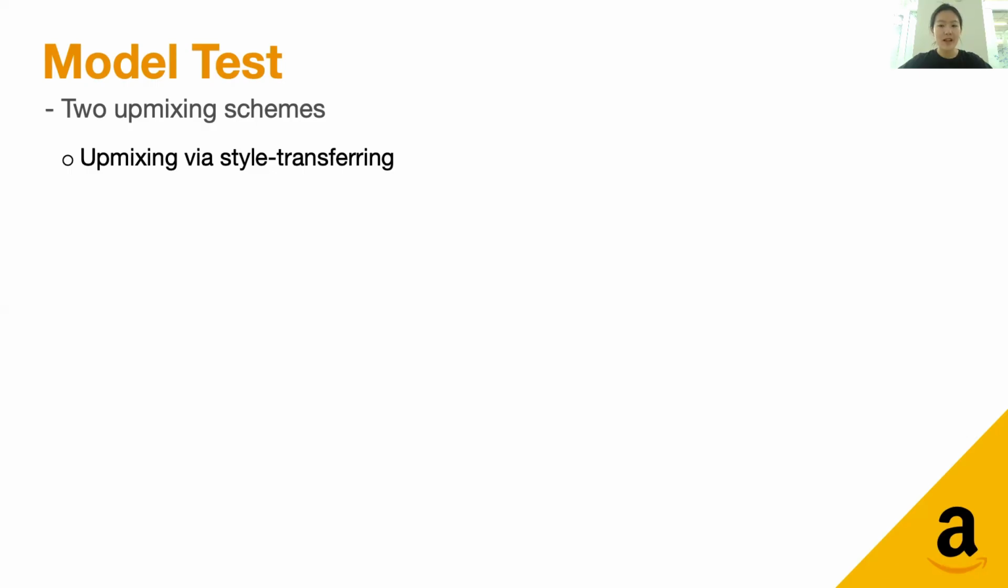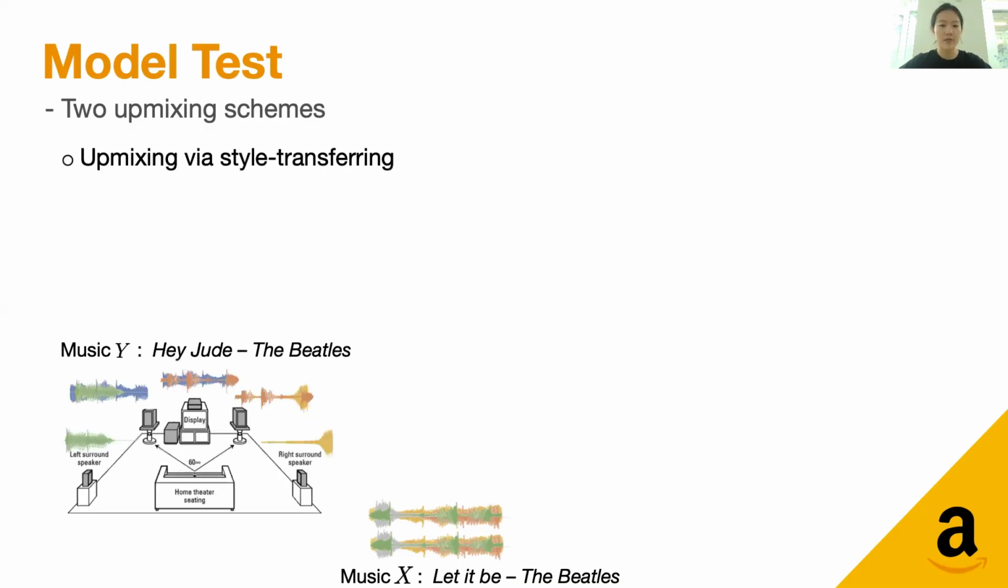We want to extract the spatial style from one existing 5-channel music and transfer it to the one we are working on. For example, we want to upmix an audio format of the song Let It Be by the Beatles to a surround version. To do that, we firstly need a 5-channel reference. For example, we have the Hey Jude recording in the surround format.